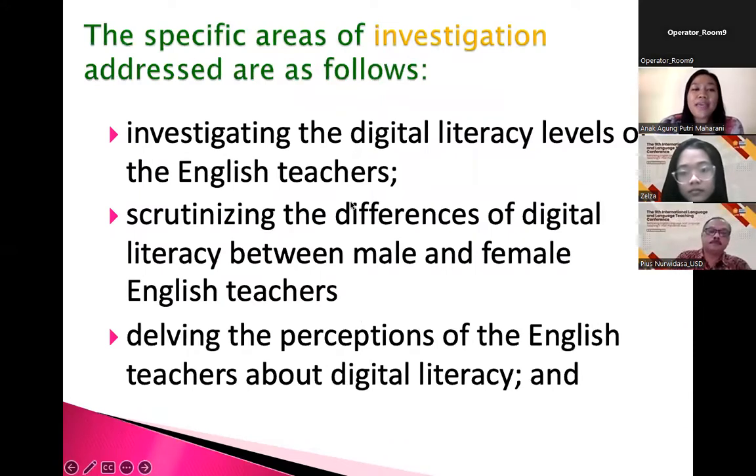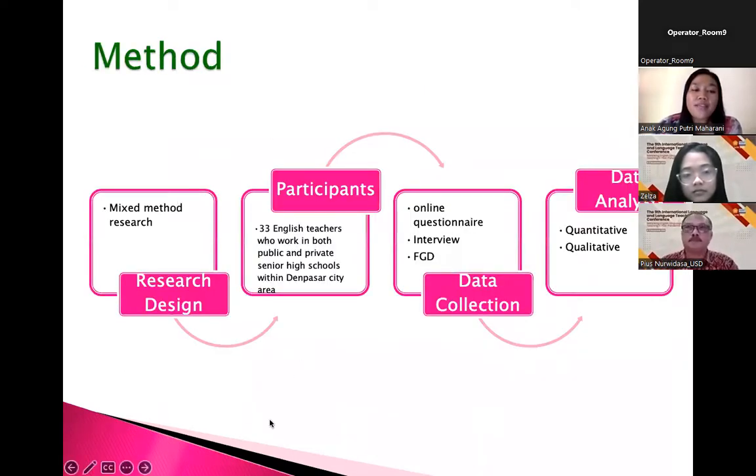And then based on the research background, there are 3 specific areas to be investigated. First of all, this research investigates the level of digital literacy of the English teachers. And then the second one, we also investigated the differences of digital literacy between male and female English teachers. And then the last one, we see how the English teachers perceive digital literacy within their English language teaching.